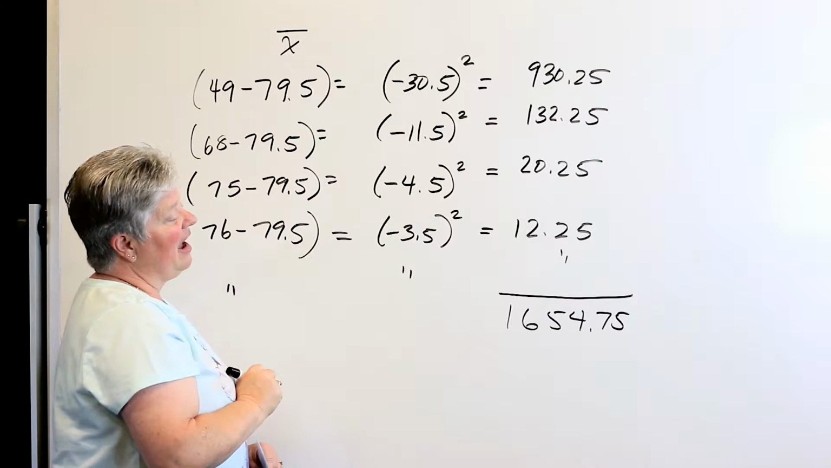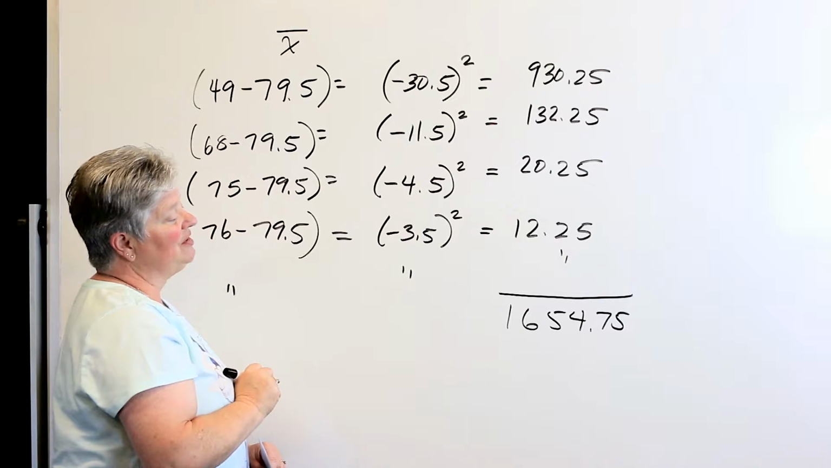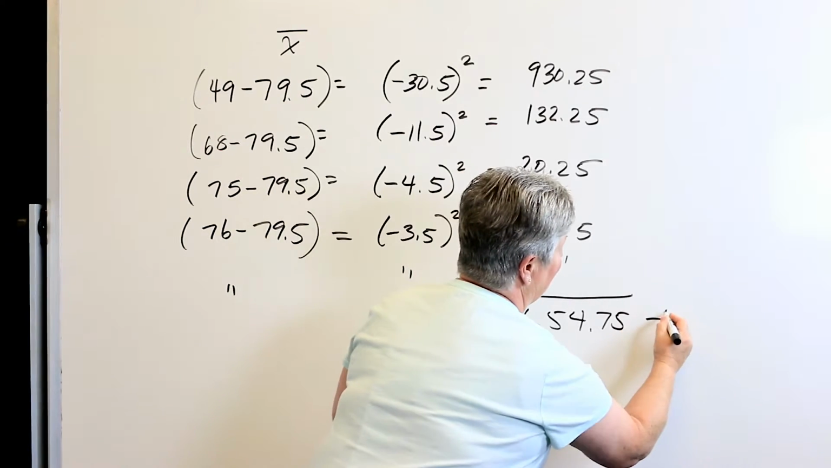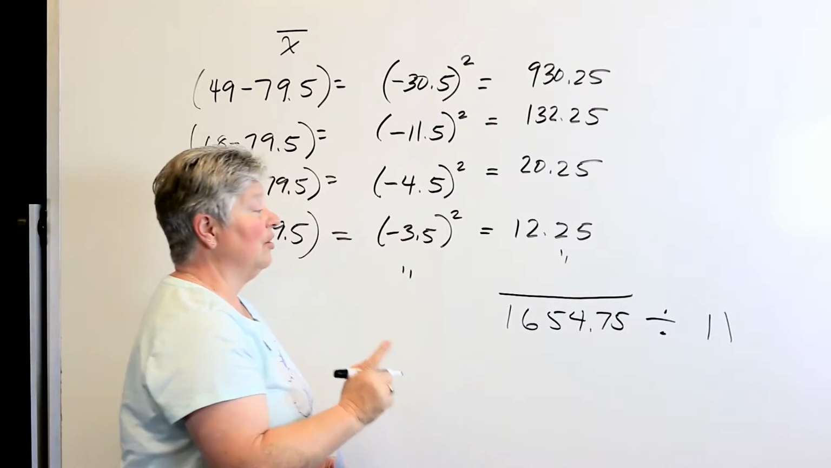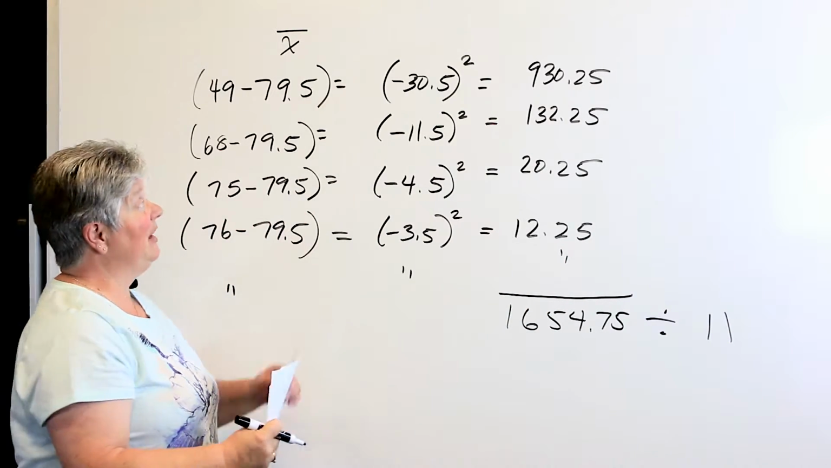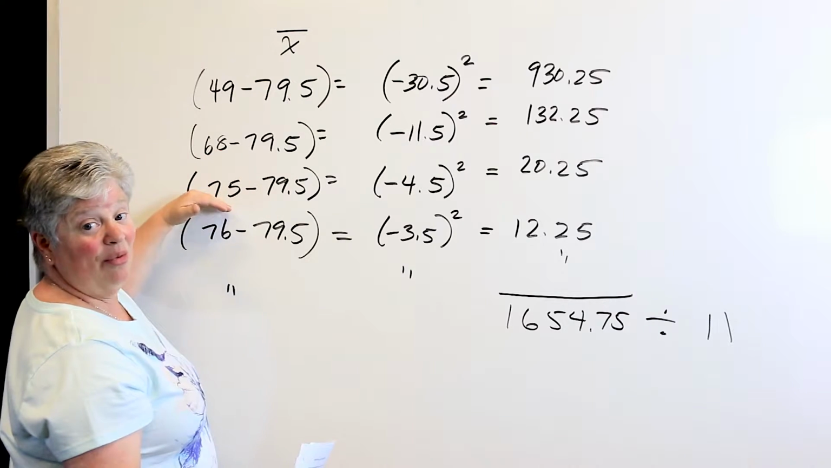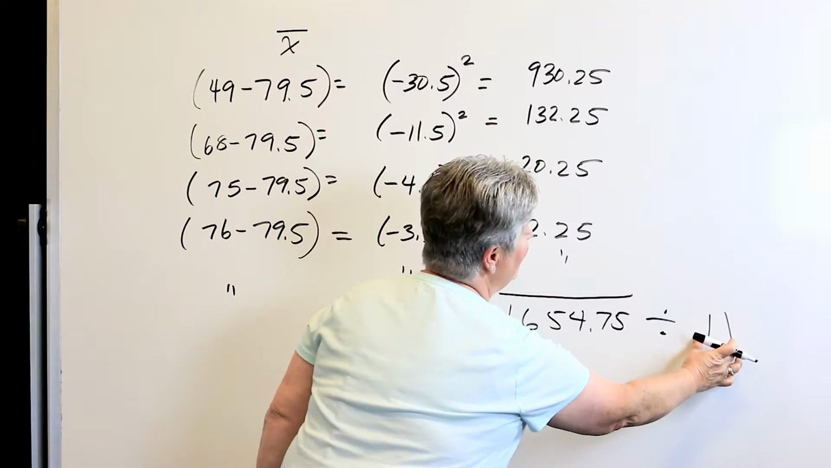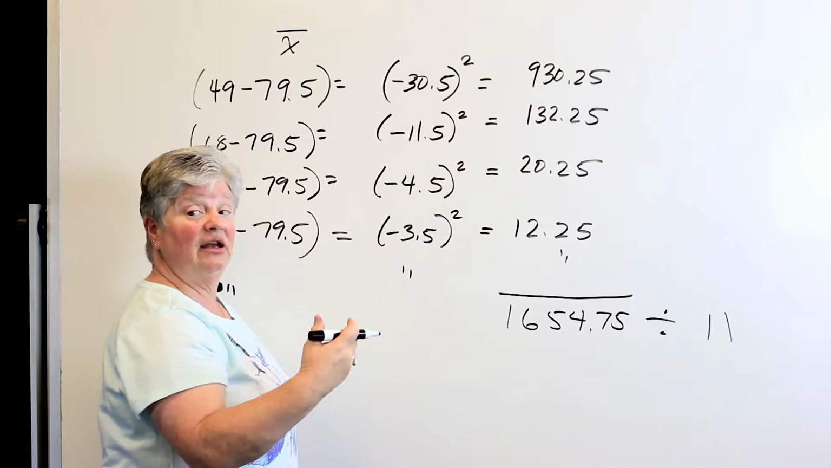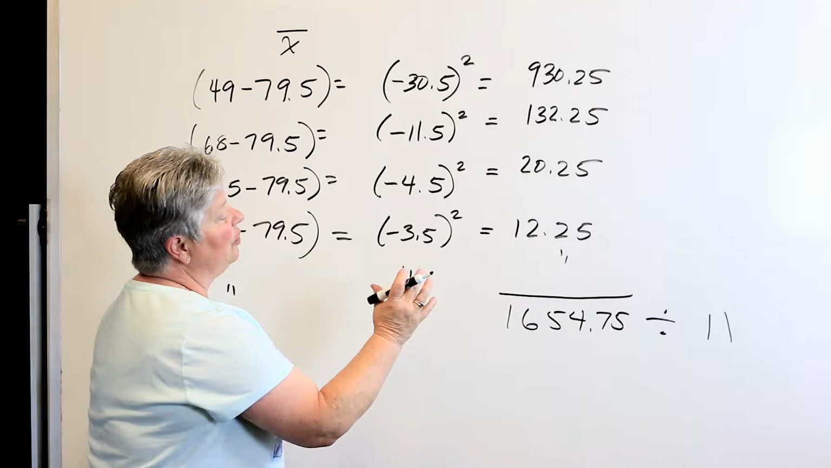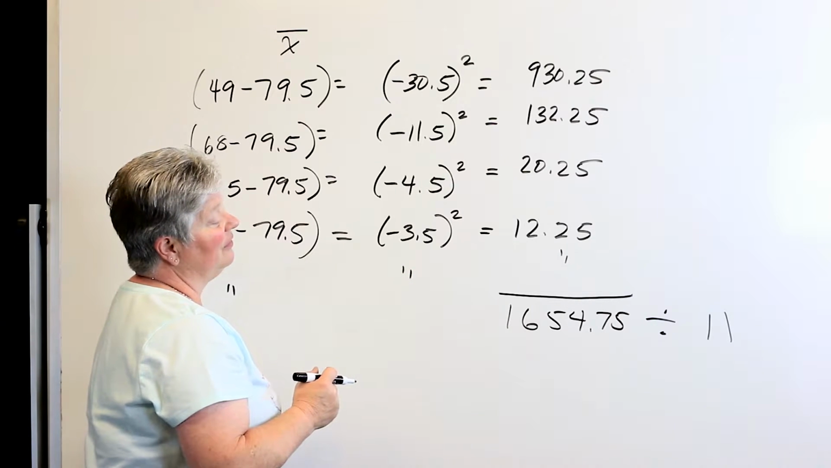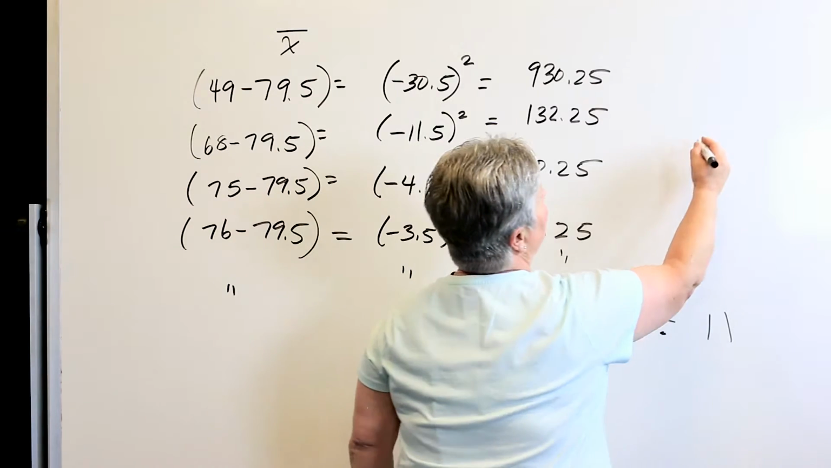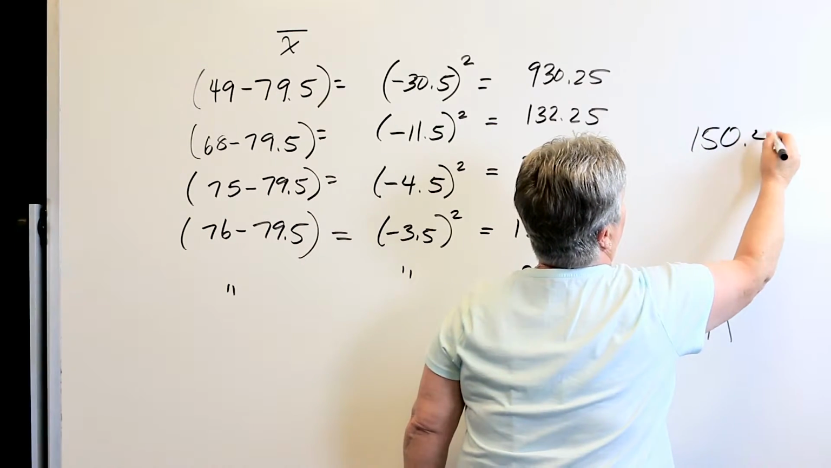We're going to take that value, 1,654.75, and we're now going to divide that by 11. The reason we're dividing it by 11 is because there were 11 numbers that we were looking at. So this 11 is however many values we're trying to determine standard deviation for. So we take 1,654.75, we divide that by 11. When we do that, we get 150.43.